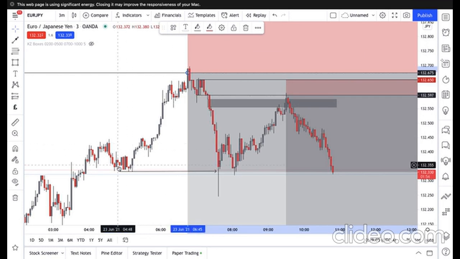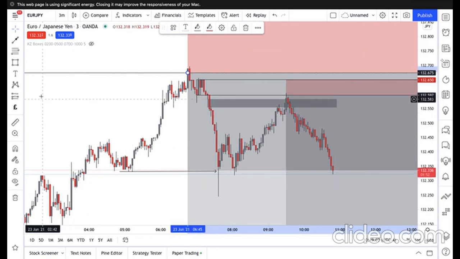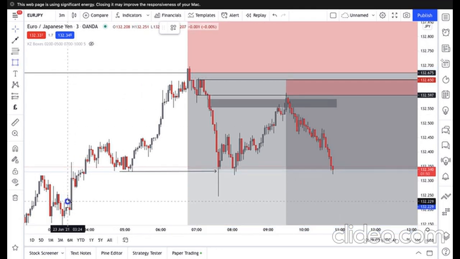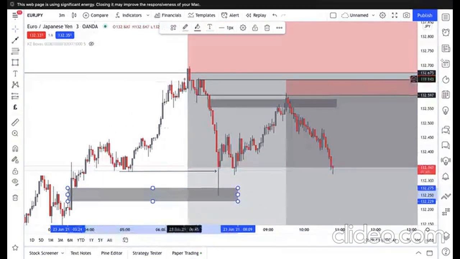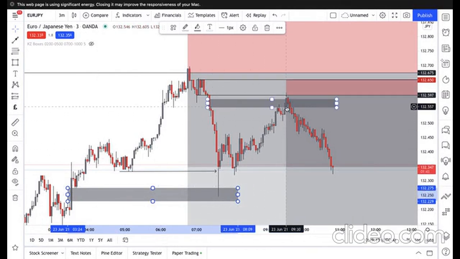What do we have here? Imbalance. This wick and this wick don't meet. But what happened at this point here? Price pulls back to fill in that imbalance to then continue the move over. I hope that was fairly straightforward, guys.